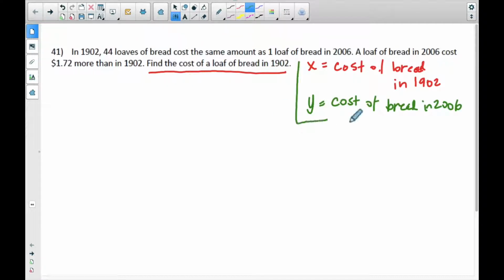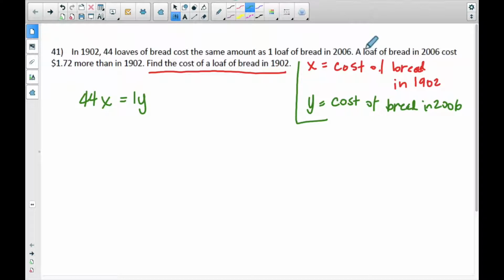Okay, now that I have defined my variables, I'm going to go through sentence by sentence and try to make each sentence into an expression or an equation. It says in 1902, 44 loaves of bread cost the same amount as one loaf in 2006. Okay, so let's think about this. We have 44 loaves of bread that were 1902 bread that cost the same as one loaf of bread in 2006. So I went through bit by bit and made an equation.